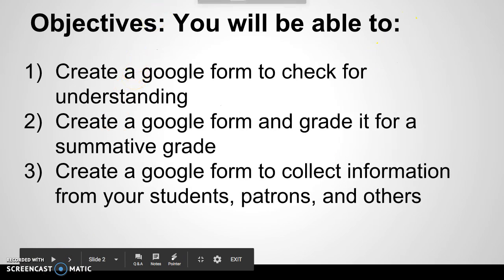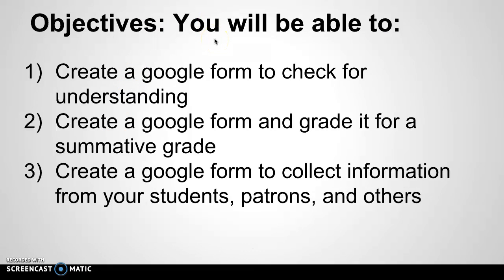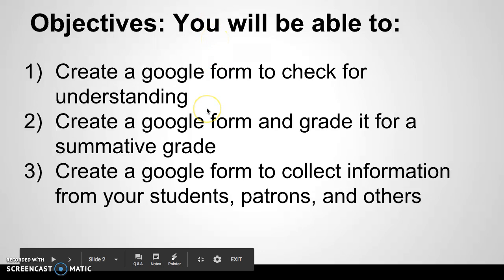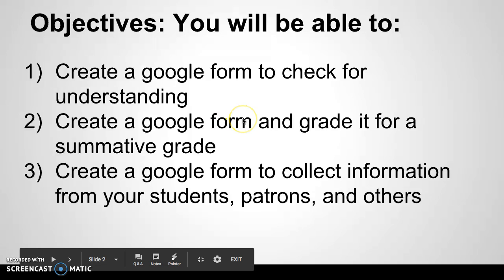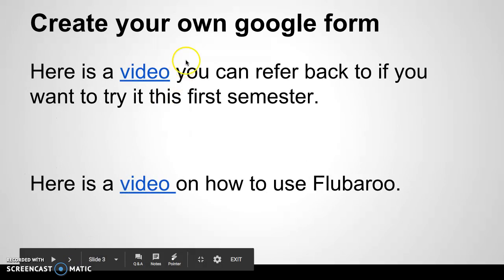So the objective is that you will be able to create a Google form to check for understanding from your patrons, from your students. You will be able to create a Google form and grade it for a summative grade using Flubaroo, and you will be able to create a Google form to collect information from your students, patrons, and others. So that's what I'm hoping you'll be able to do. You might need to go back and watch this video a couple of times, but I know that you can do it, and these are the outcomes that would help you the most in a classroom.